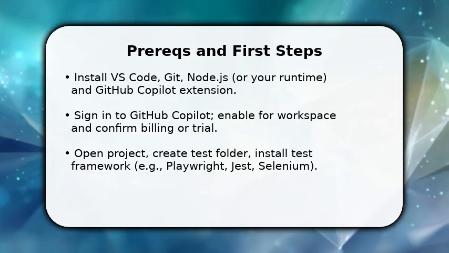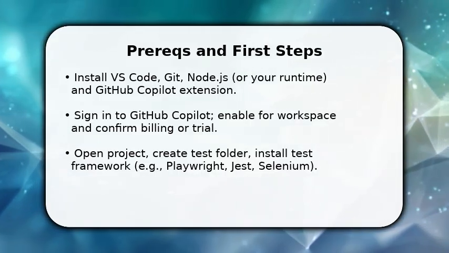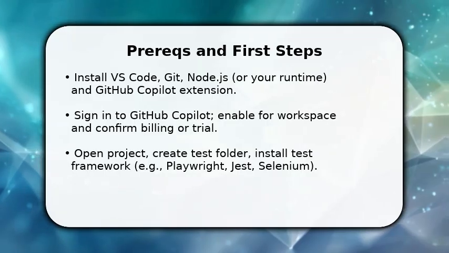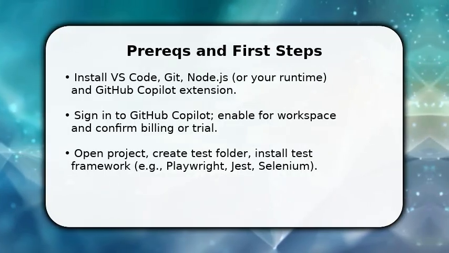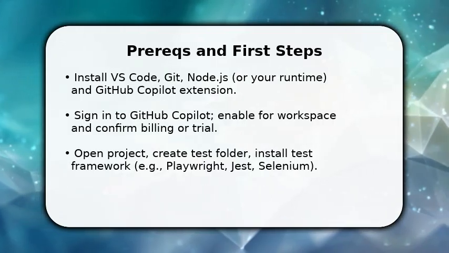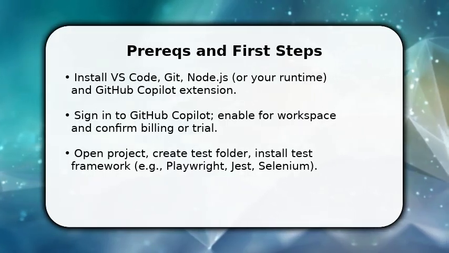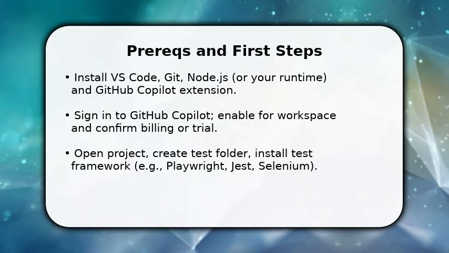You start by confirming prerequisites and then act. Install VS Code, Git, and your runtime, and add the Copilot extension. Once signed into GitHub Copilot, enable it for the workspace and verify your account access. Create a test folder and install a test framework like Playwright or Jest. Make an initial config file.